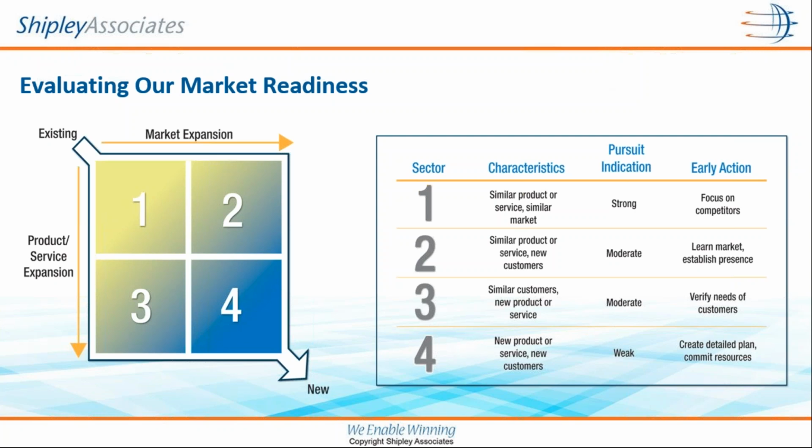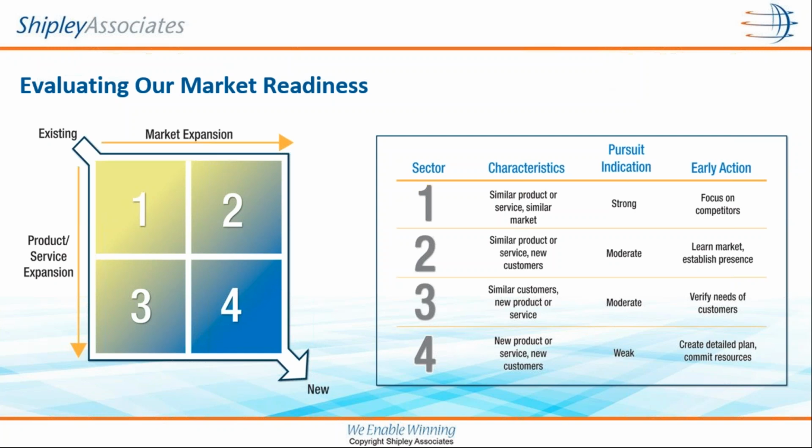Then you see quadrant 2, similar product or service to new customers. Quadrant 3 is similar customers, but new product or service. We've come up with something new and innovative. Now let's go after a similar market. These are moderate pursuit indicators. And quadrant 4, we say the pursuit indicator there is weak, but what we really mean is there's probably a little bit more risk to it. When we're implementing or proposing or positioning a new product or service to new customers, that presents potential risk and might require a little bit more investment than we're normally used to.